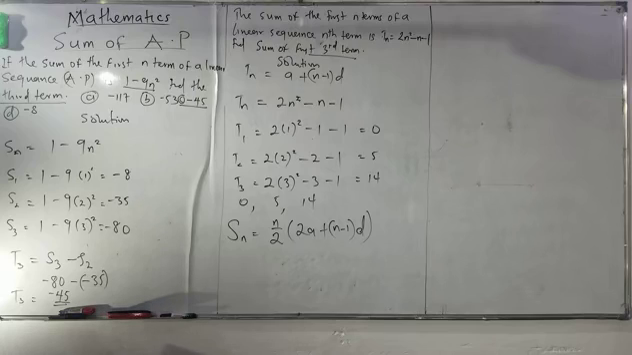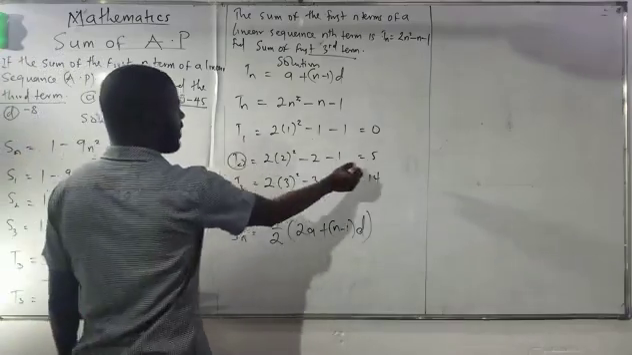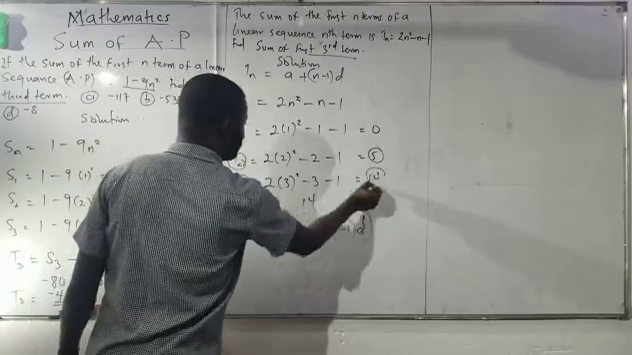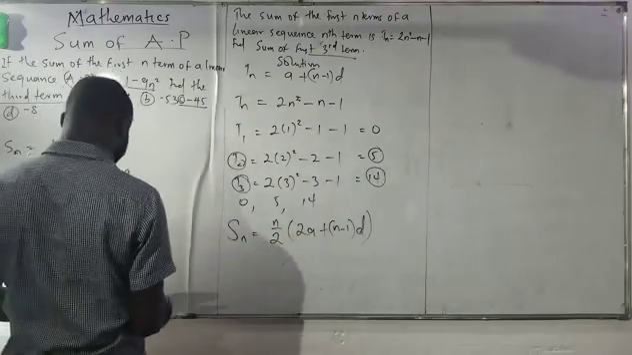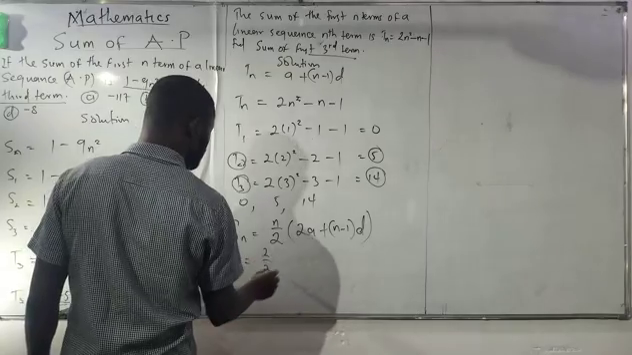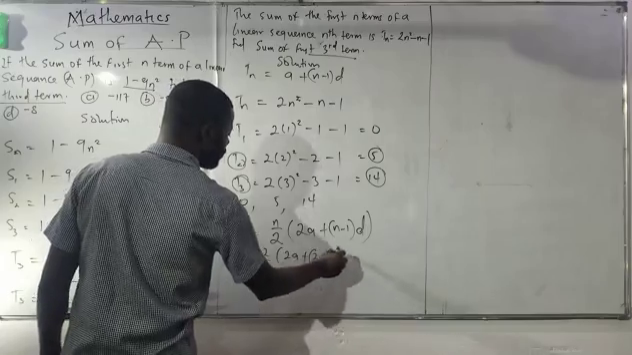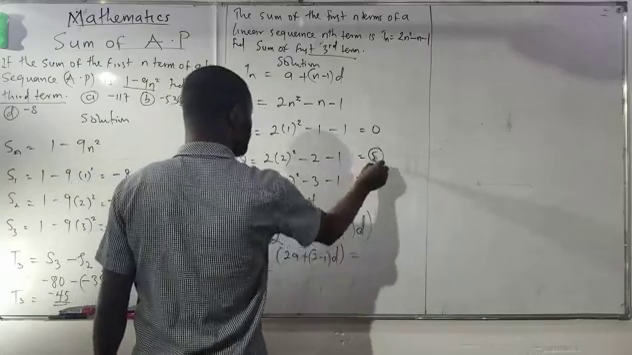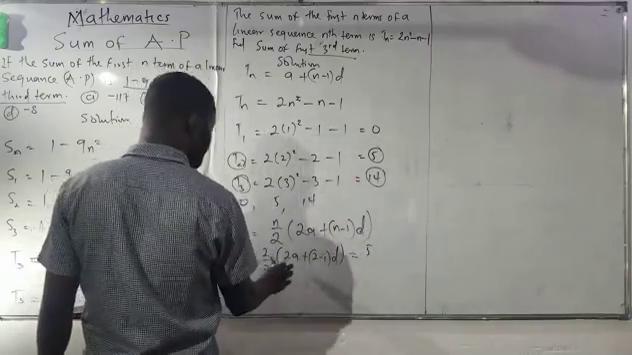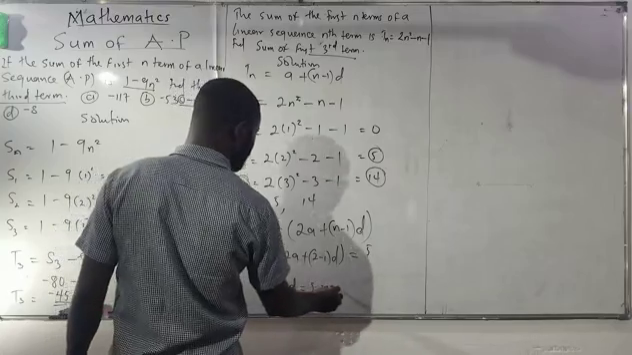Now, do I have a common difference? I don't think so. Since I don't have a common difference, I know that this is 5, this is 14. I can now say that my sum of 2 will be equal to 2 over 2, bracket of 2a plus 2 minus 1, bracket of d, which will be equal to 5. It means 2a plus d equals 5, equation 1.